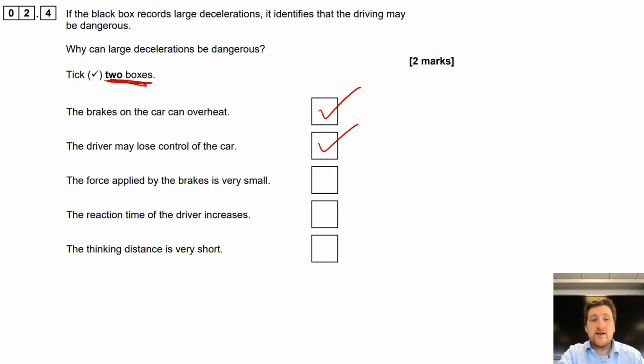If you're braking really fast, is the force applied very small? No. If you're braking fast, does that mean the reaction time of the driver increases? No, because that's not about how fast you're braking or how hard you're braking. And the last one, the thinking distance. Well, thinking distance isn't about the large deceleration. It's just about how long you are traveling while you're thinking about decelerating. So it has to be those top 2.